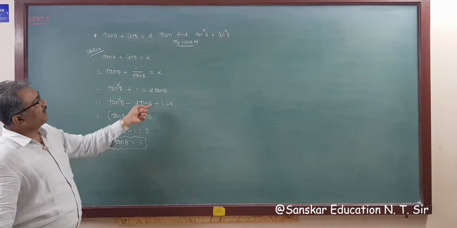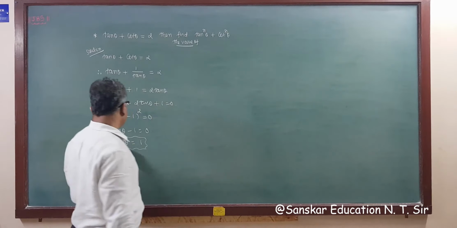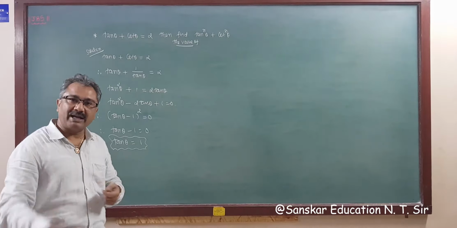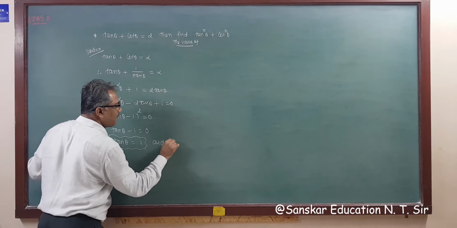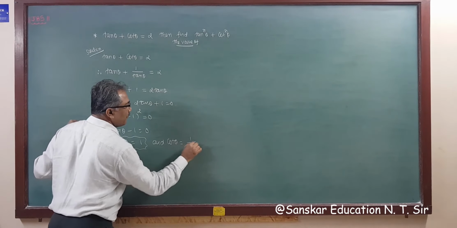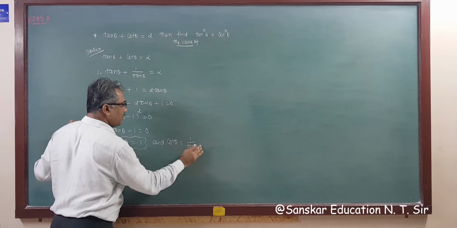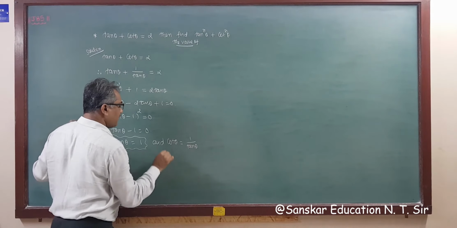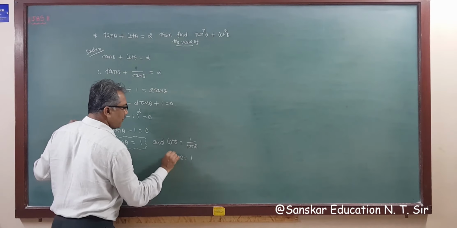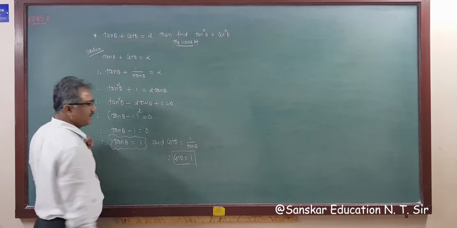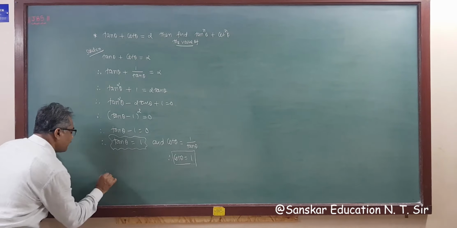Now, given that, find the value of tan raised to n theta plus cot raised to n theta. So we get tan theta is 1. Now cot is the reciprocal of tan. So cot theta is equal to 1 upon tan theta, and tan theta is 1. So the answer is cot theta is also 1, right? So now tan is 1, cot is 1. So substituting the values, what do we get?